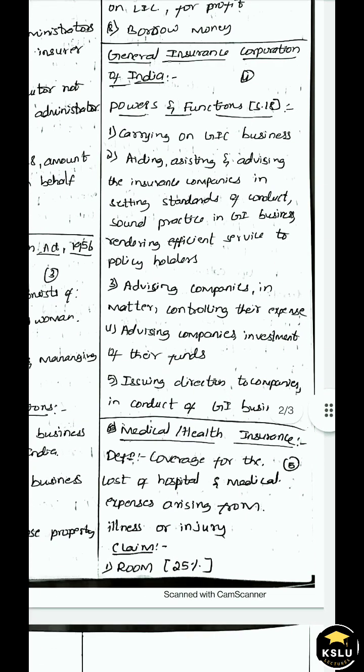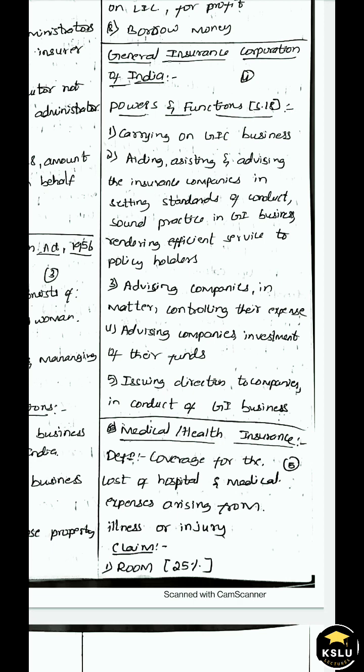The next is General Insurance Corporation of India. Powers and functions. So section 18 of this Act of 1972 says that the powers and functions of the General Insurance Corporation are carrying on general insurance business. So they have to carry on general insurance business within India or outside India.